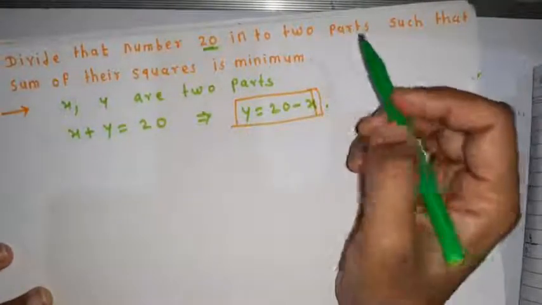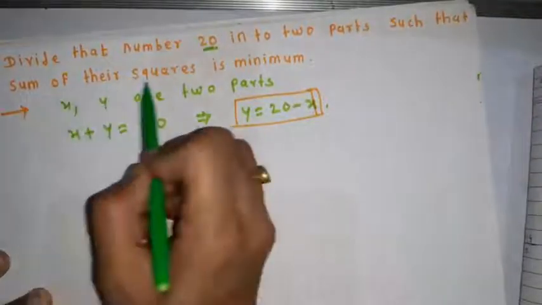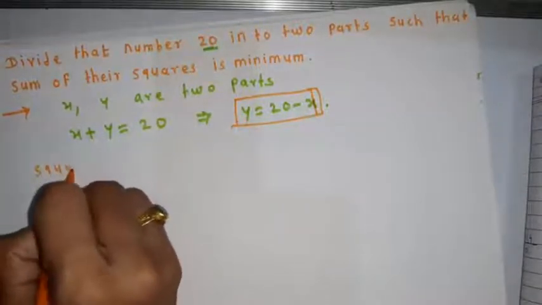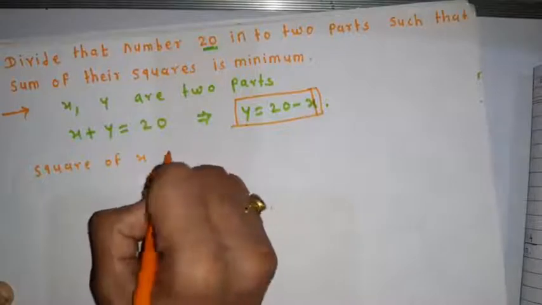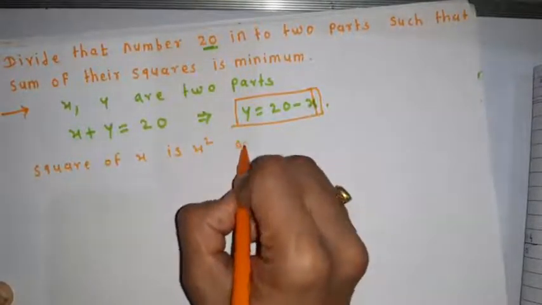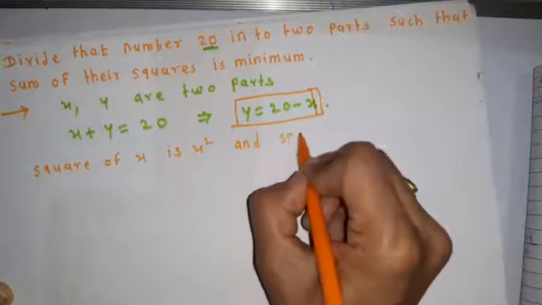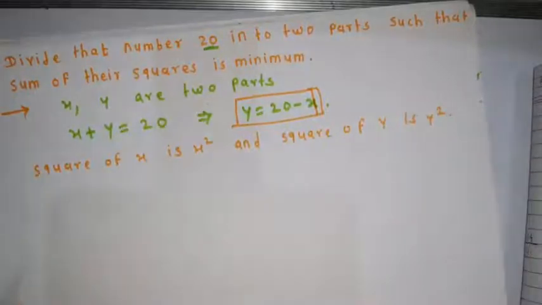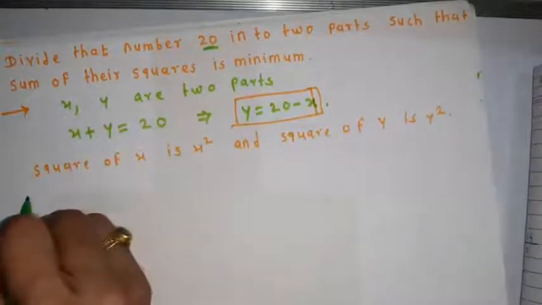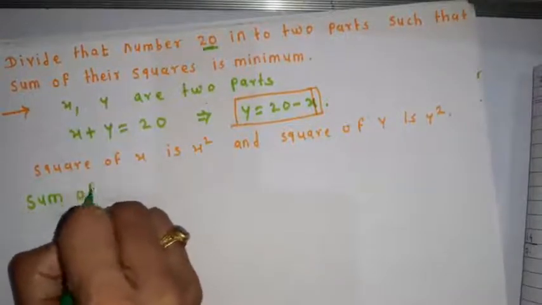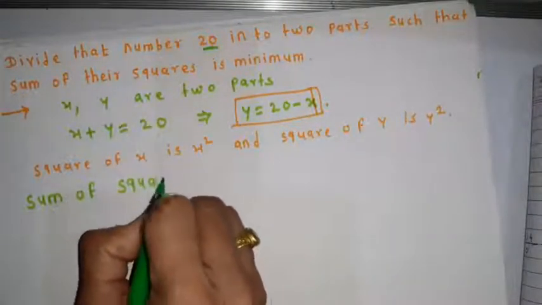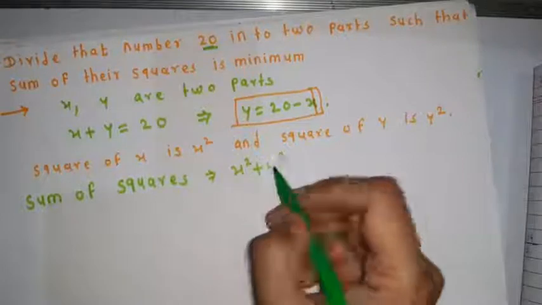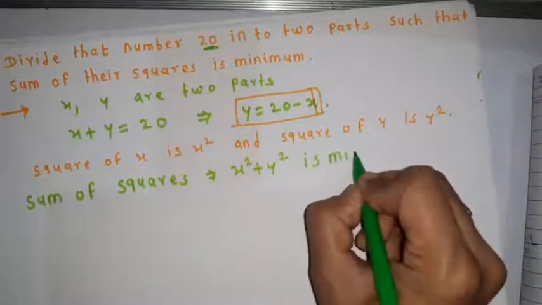Now what is another condition? In two parts such that the sum of their squares. Sum of their squares means the square of x is x square and the square of y is y square. And what is the condition? That is the sum of their squares. Sum of squares means x square plus y square. x square plus y square is minimum.